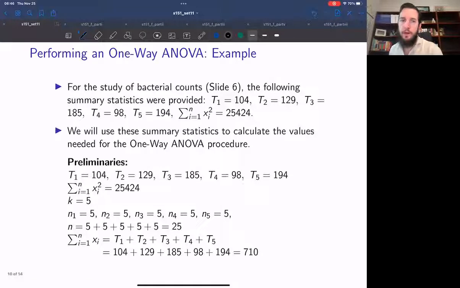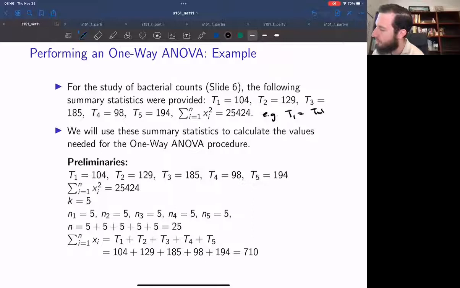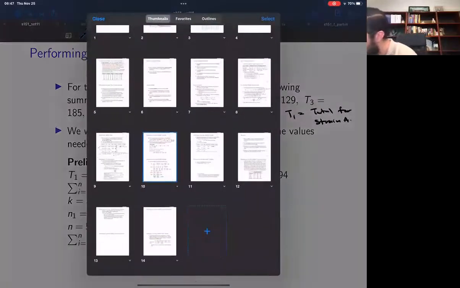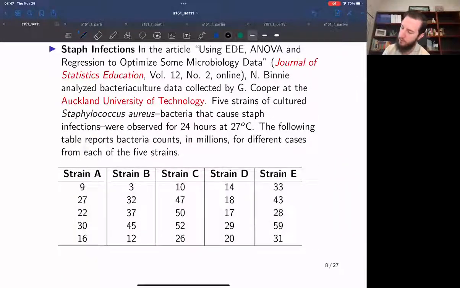Okay, so I had mentioned before that you don't really need to focus too much on the calculations for the ANOVA table, because that's not typically what we're focused on at this level. But just so you have an example, I provided the calculations to fill in the ANOVA table for the bacterial count illustration. T1, T2, T3, T4, T5 are just the totals for each strain. For example, T1 equals the total for strain A, which is what you get when you add the 5 values for strain A together. So 104 should be the sum of 9, 27, 22, 30, and 16. Okay, so that's 104 or 105.